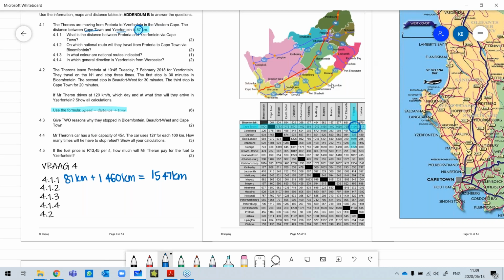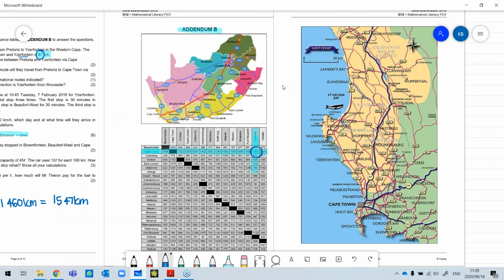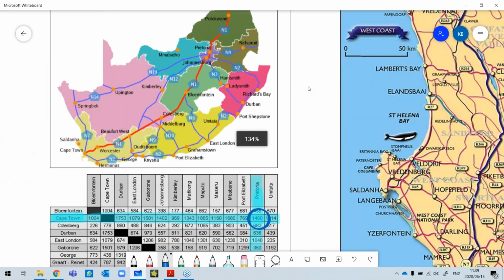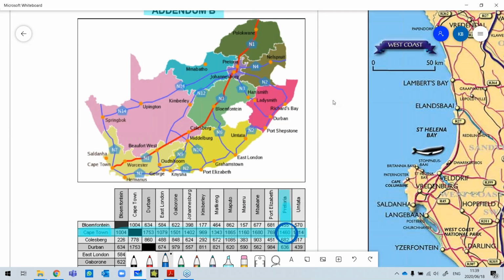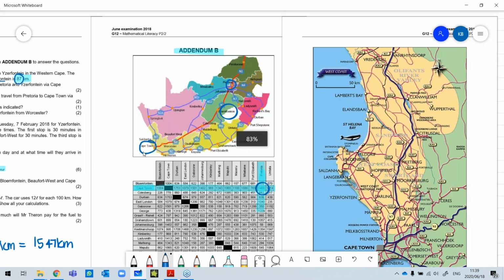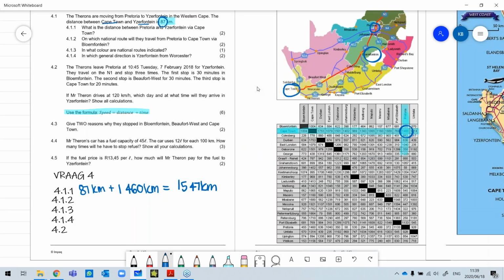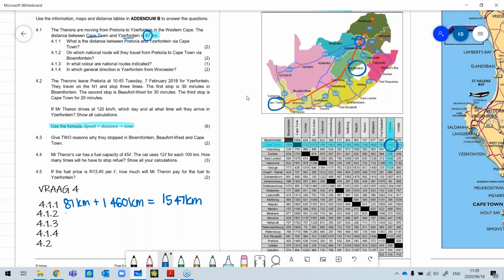So now, once again, this is the information we have, and this map here at the top indicates all national routes. So first of all, they are traveling from Pretoria via Bloemfontein all the way to Cape Town. So the national route that they will make use of is the one indicated here in red, and this is known as the N1. Your national route 1. So that is going to be your answer. On which national route will they travel? On the national route 1.